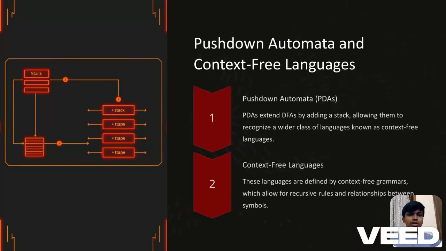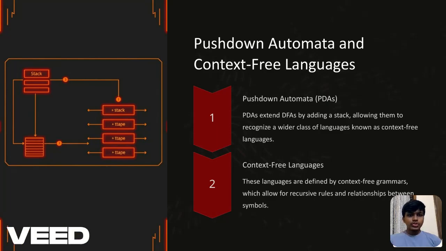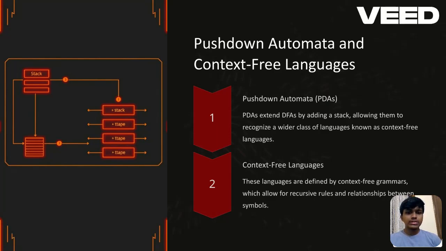Next, pushdown automata and context-free languages. Pushdown automata extend finite automata by adding a stack, allowing them to recognize a wider class of languages known as context-free languages. The stack provides additional memory, enabling the PDA to recognize context-free patterns. Context-free languages are defined by context-free grammars, which allow for recursive rules and relationships between the symbols.